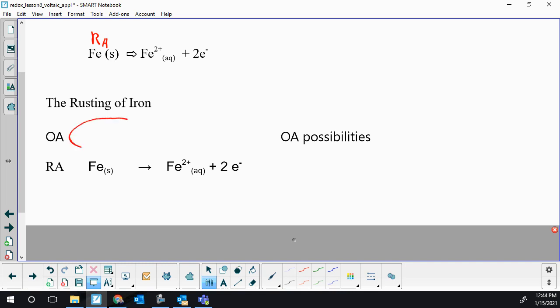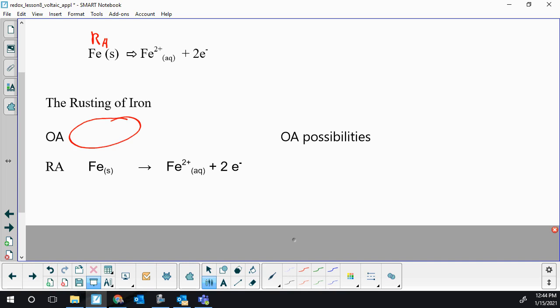What would work as an OA that's going to react spontaneously? We're going to look at the table, and then we have to think of, what's actually practically going to be outside in the environment. So again, I'm circling iron on the table. And I'm going to box out all the oxidizing agents that are going to spontaneously react. Where do I want to go? Do I want to look down or up if I want a spontaneous reaction? Up, above.